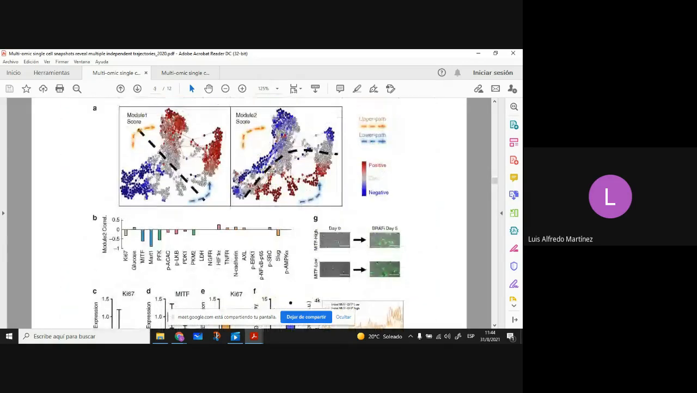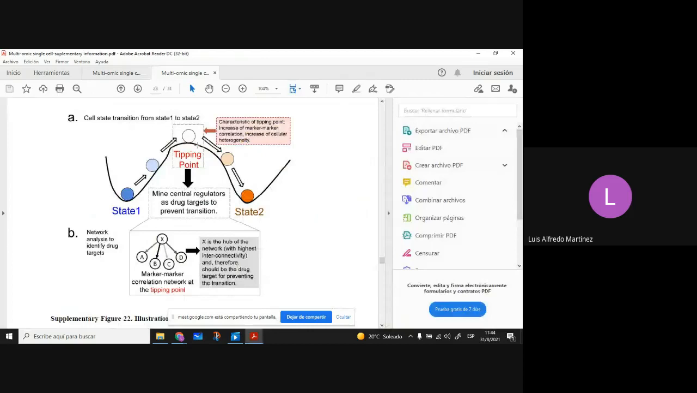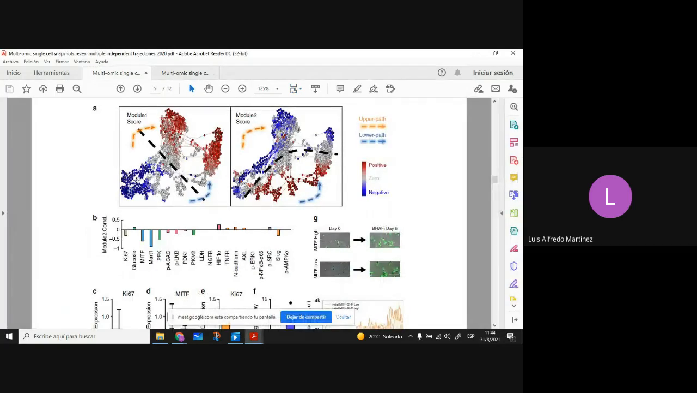In Figure 3, we can see the influence score of the two regulatory modules identified from the analysis that correspond to the theoretical approach. These correspond to the tipping point here, and state one is here, and state two is here. And from the tipping point, you can go to the two paths. The upper path is there, and the lower path. Independent trajectories imply differentiated biological states.